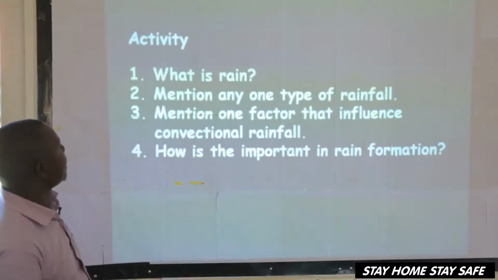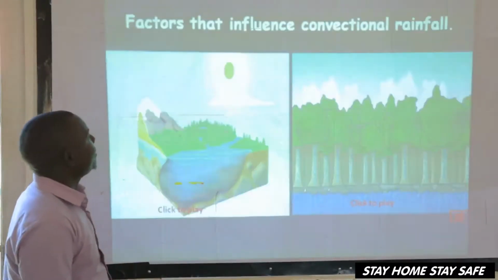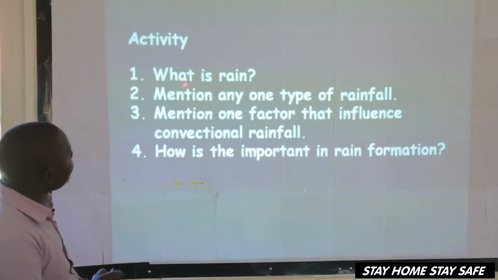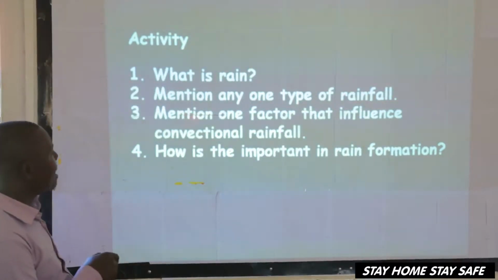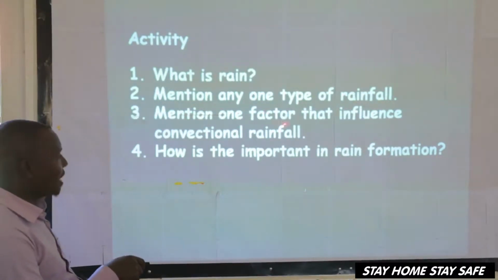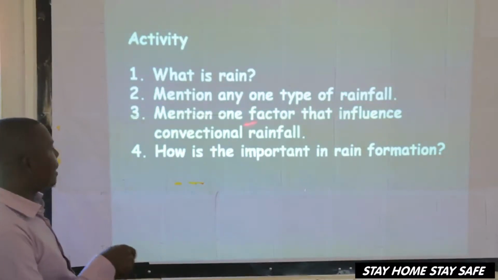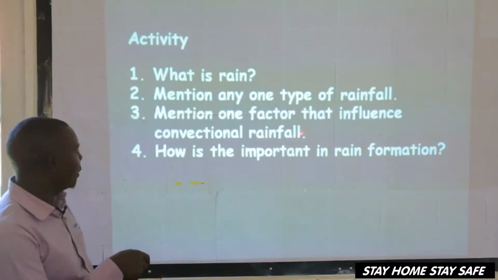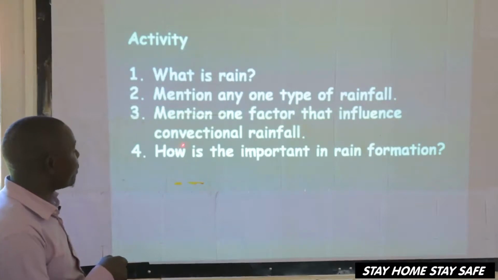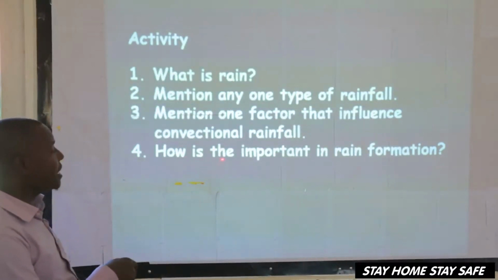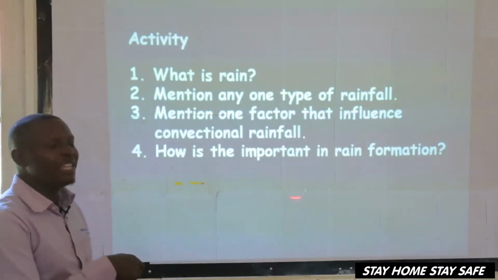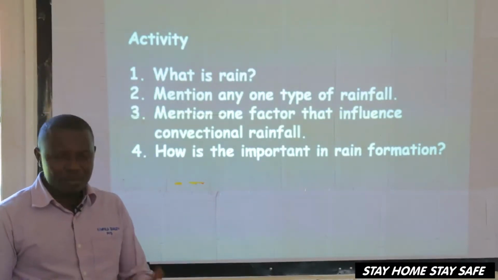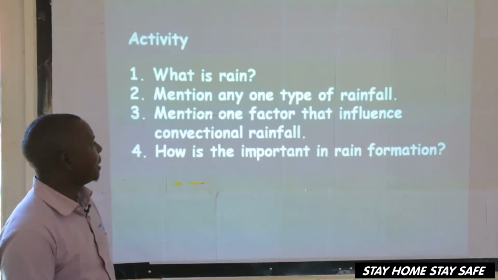So the activity that I'm giving you is: one, what is rain? Mention any one type of rainfall. Mention one factor that influences convectional rainfall. Two. And the fourth question is, how is the sun important in the rain formation?